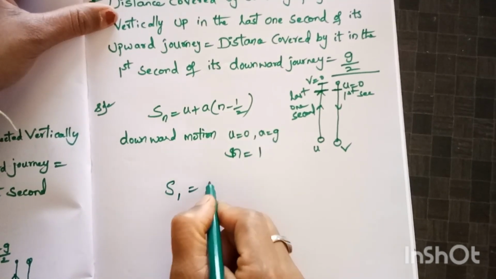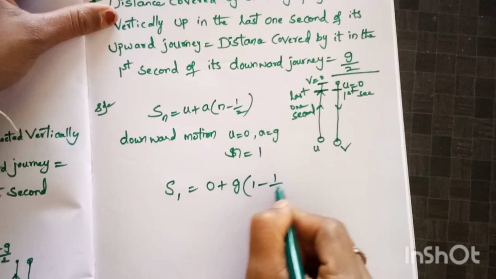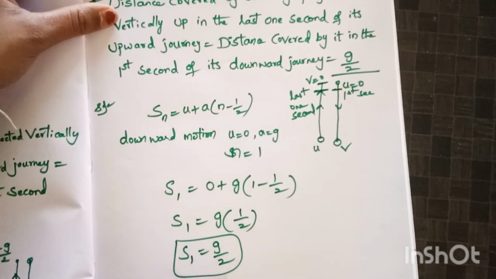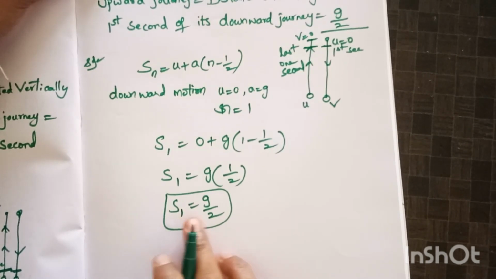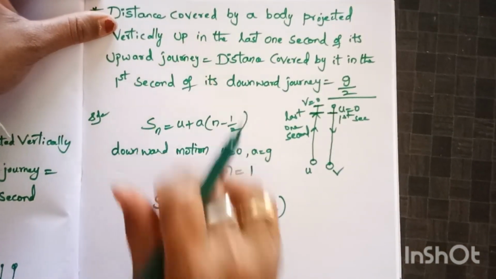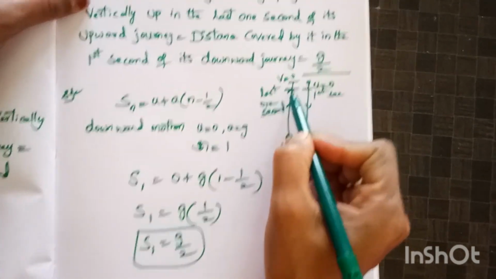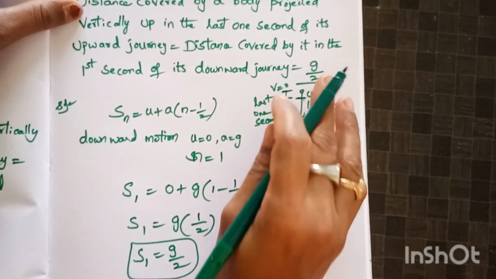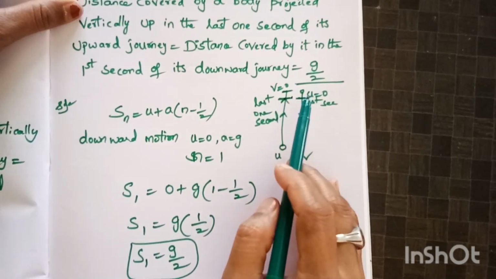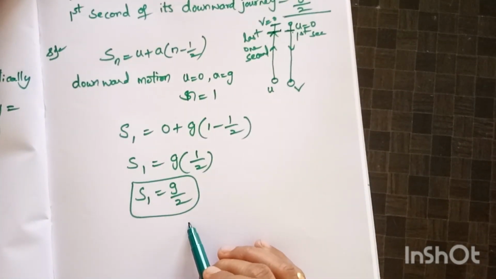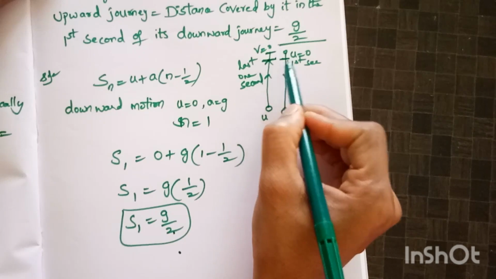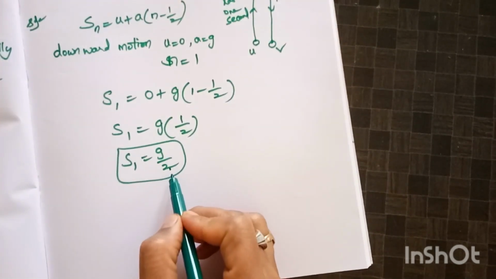Substitute here: S1 equals 0 plus g into (1 minus 1) by 2, so S1 equals g into 1 by 2. So S1 equals g by 2. So it is clear that the distance traveled in the first second of its downward journey is g by 2. So this will be equal to the distance traveled in the last 1 second of its upward journey, so the value will be g by 2 only. The two values will be the same. The distance traveled in the last 1 second of its upward journey is equal to the distance traveled in the first second of its downward journey, that is g by 2. If you know one value, the other will be the same.